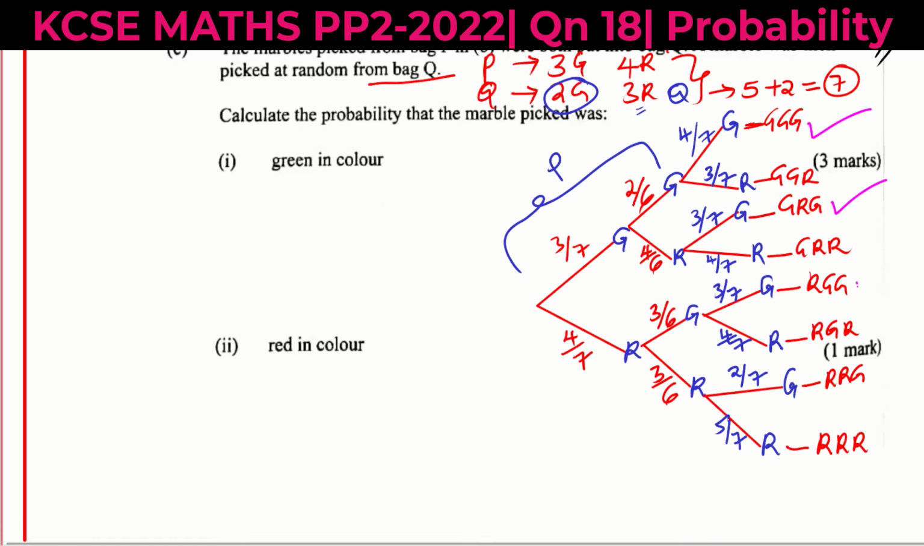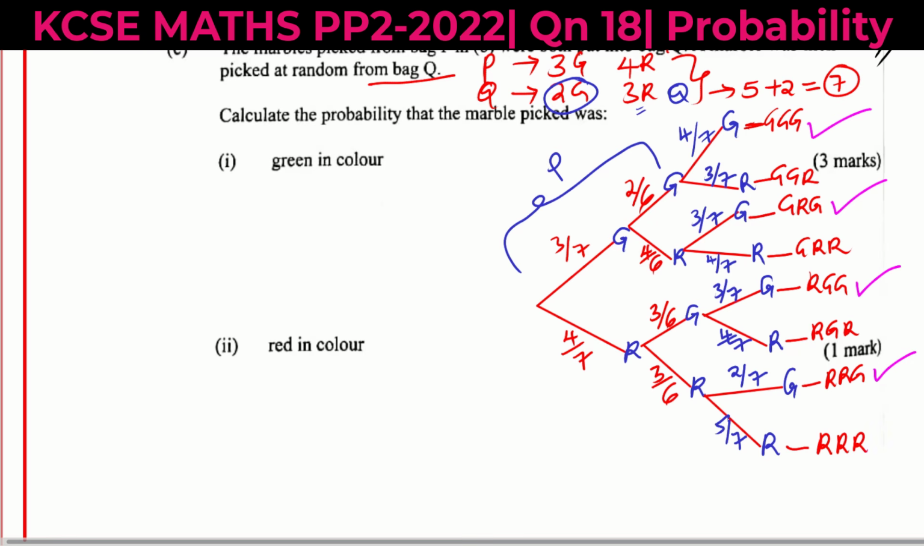The other one, we have this one, red, green, green. You can see red and green, that is from P, then green. So we are looking at the last marble, where we have the last marble as green. So that is the one. And then we have the other one, red, red, green. This one, also the last marble there in Q is green.